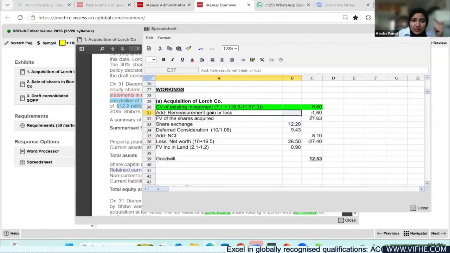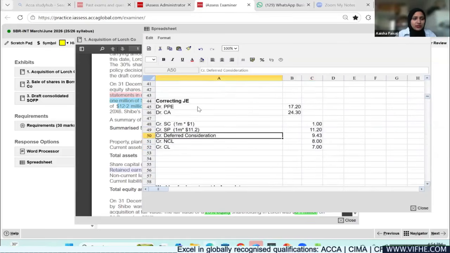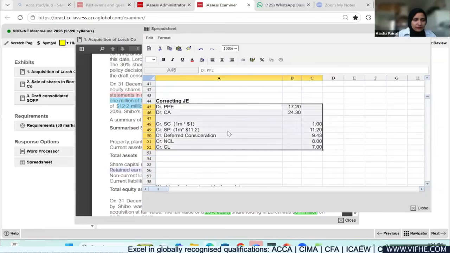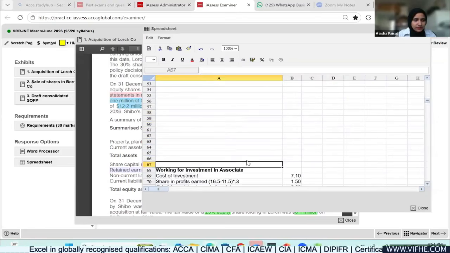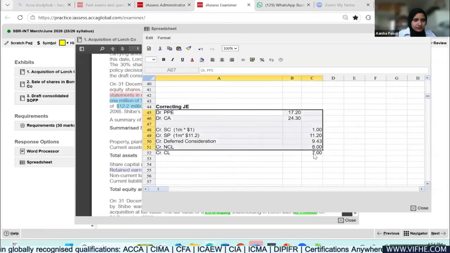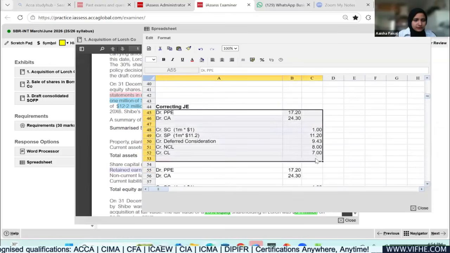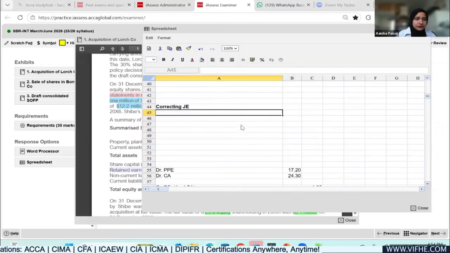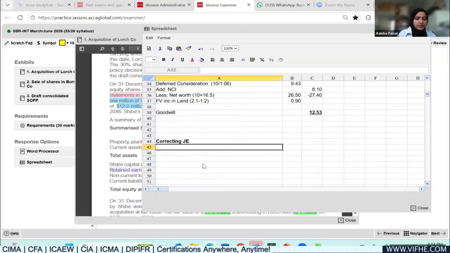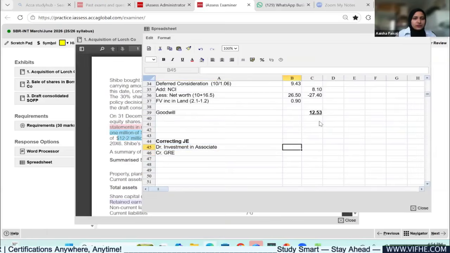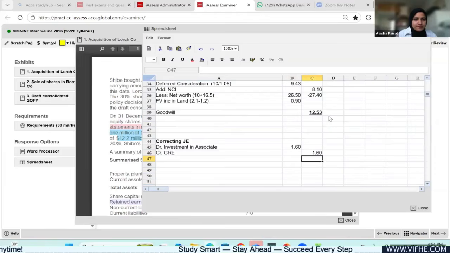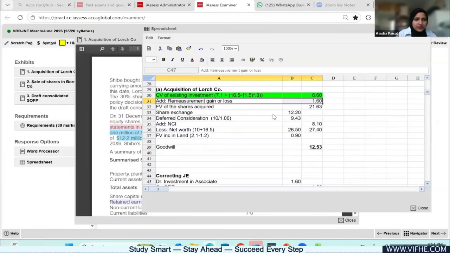So I will do one step for this remeasurement gain or loss also in my correcting JE. One journal entry I will do first to increase my investment in associate. So debit investment in associate because of the fair value remeasurement. Credit GRE, group retained earnings. So this is 1.6, 1.6. Okay, this is done.